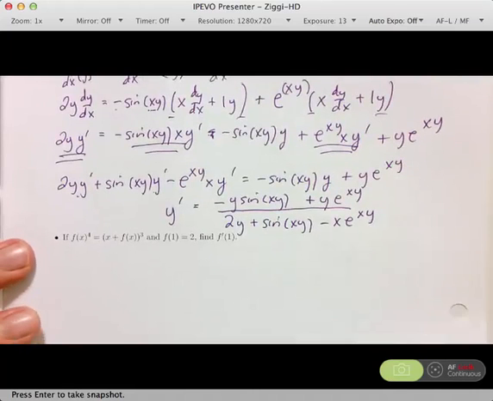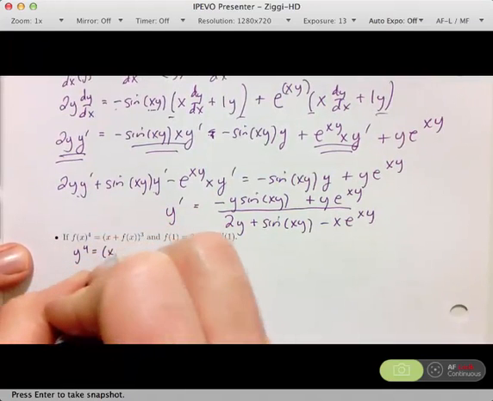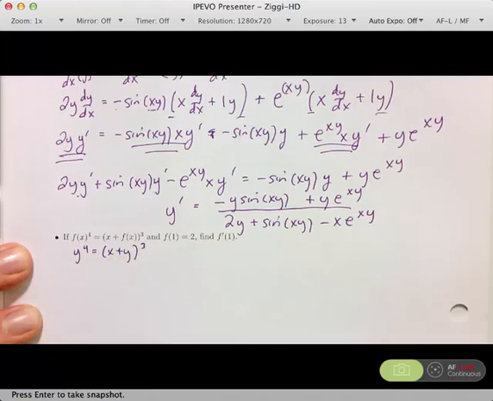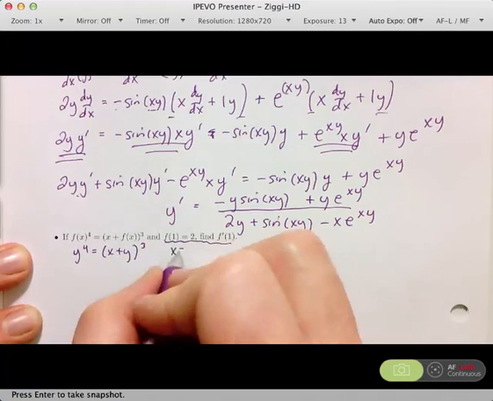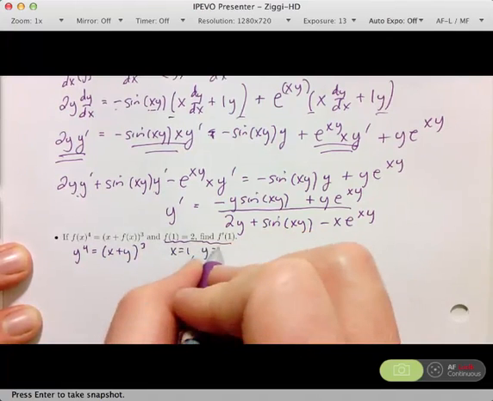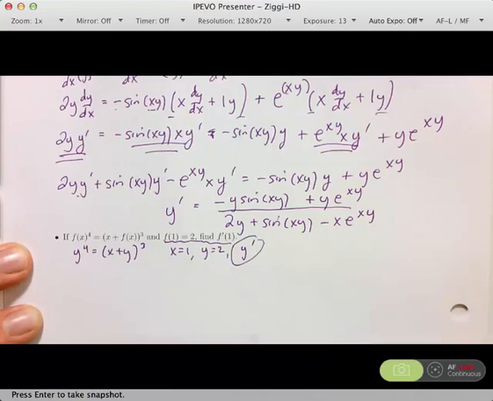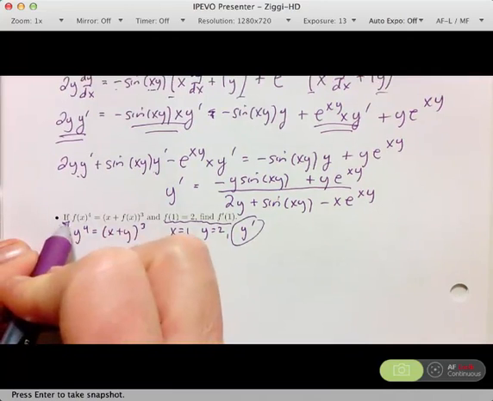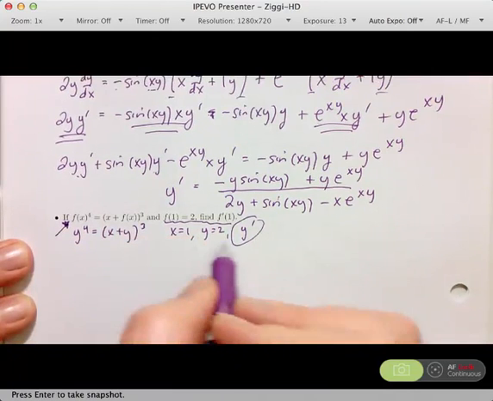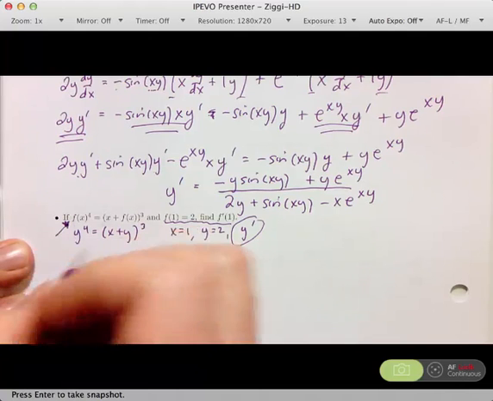Alright, this is really a very similar problem, although it looks different. If I rewrote this as y to the fourth equals x plus y cubed, then it's much like the last problem. And this information here is telling me that when x is equal to 1, y is equal to 2, and we want to find y prime. That's what we're looking for. I'm going to go ahead and do this in terms of the original notation, but you could, if you need to, make this translation and then take the derivative of both sides.